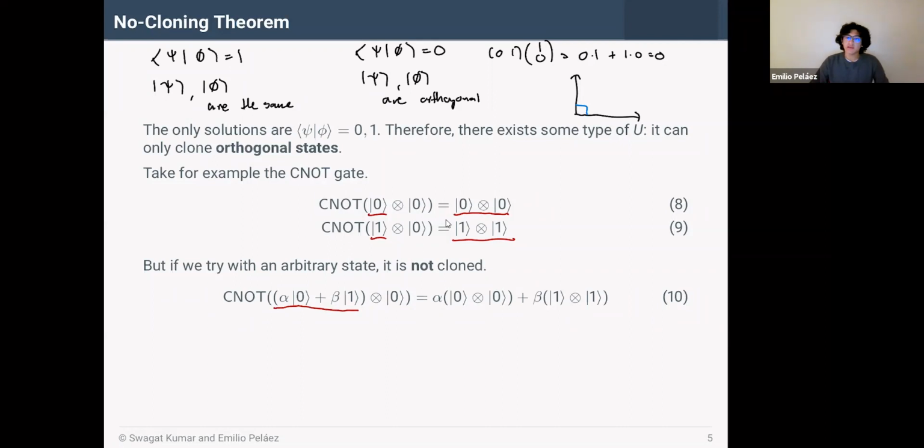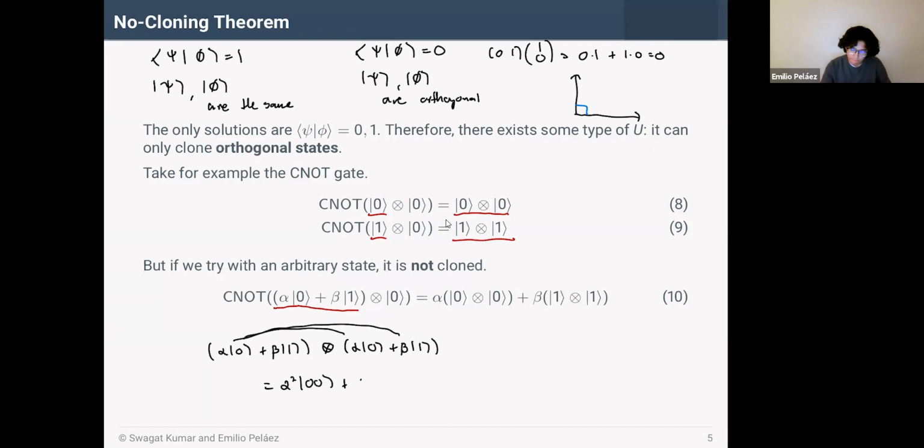So it may look like this is the state we wanted to copy twice, but this is not true, because if the state was cloned, it would look something like this: tensor product with itself. And remember that the tensor product is very similar to normal multiplication. So alpha squared, 0, 0, plus alpha times beta, 0, 1, then beta times alpha, 1, 0, plus beta squared, 1, 1.